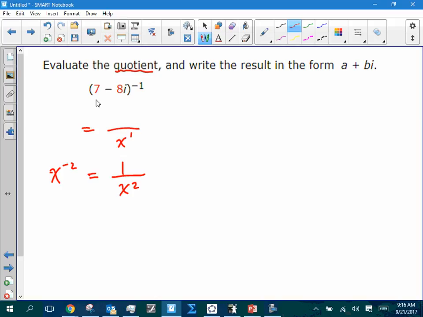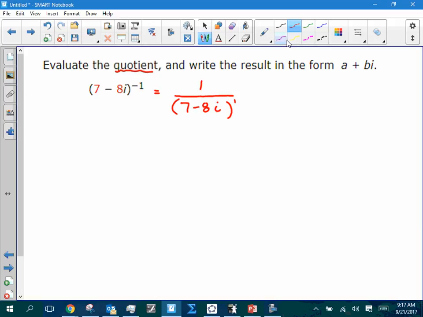And initially, maybe we don't realize that this left-hand side is showing me a fraction, or showing me a quotient, until we write it this way. So that's the same thing going on here. I want to rewrite this thing so that 7 minus 8i has a positive exponent of 1. If you want to put that 1 in there, you can. It's not a big deal. But now what would be left in the numerator? Yeah, just a 1.